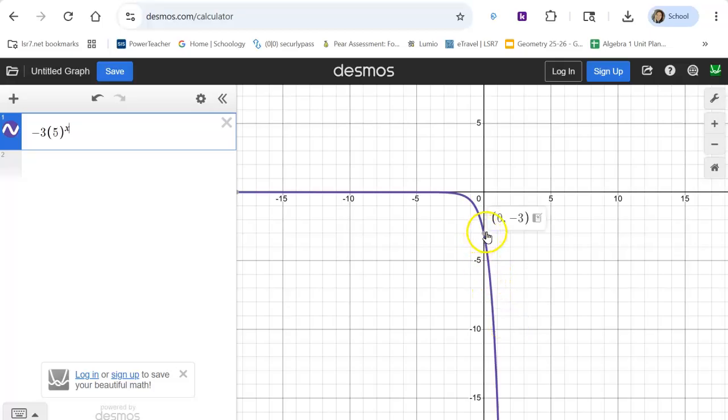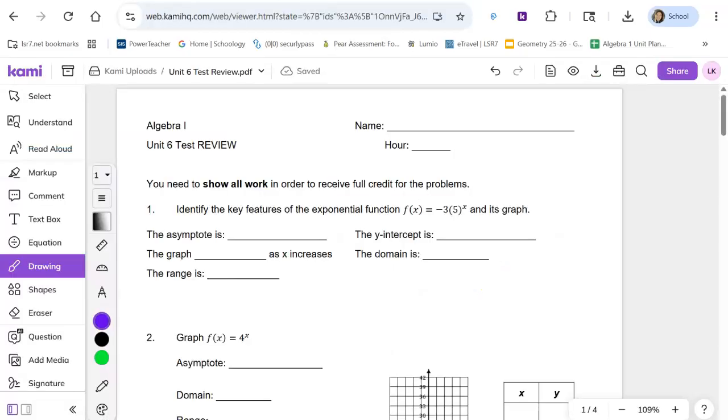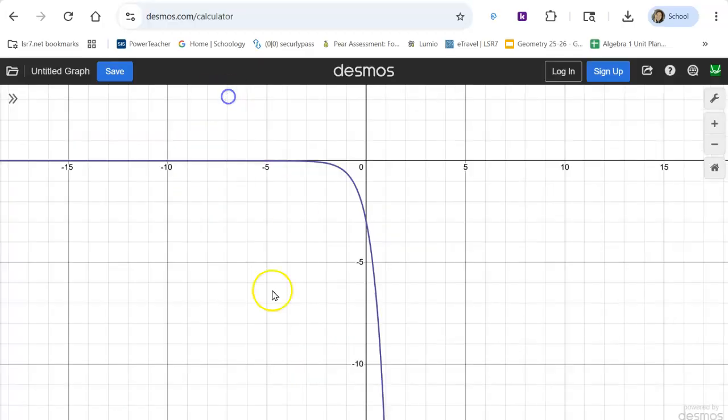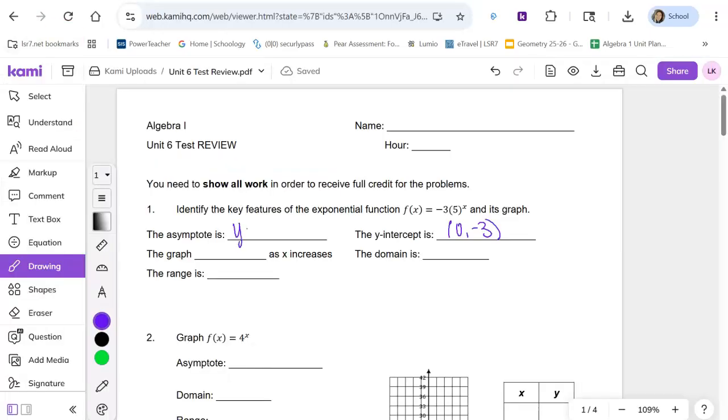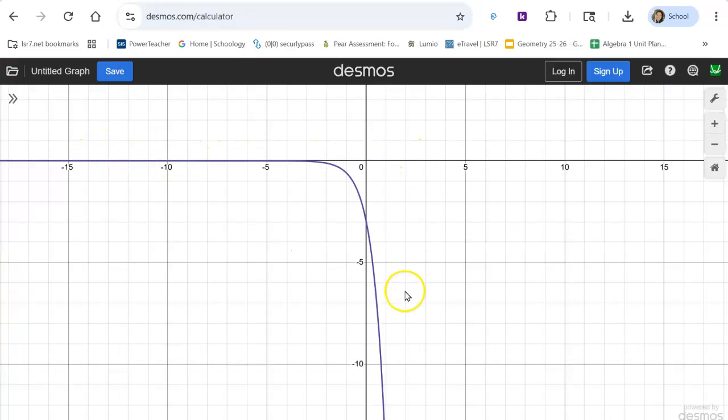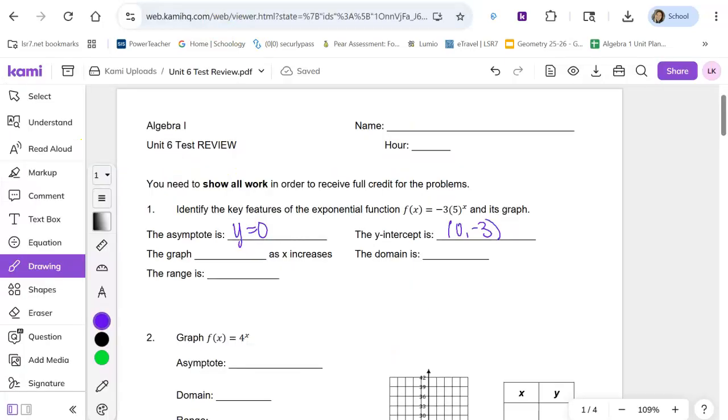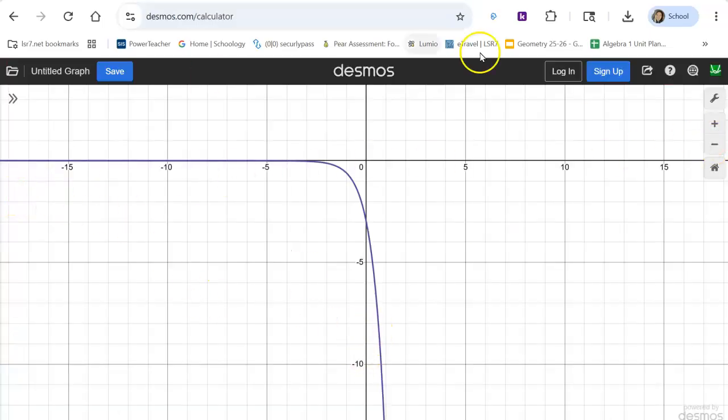So I always start with my y-intercept, which is -3. I'm going to have (0, -3). My asymptote is the line in which the graph approaches but never reaches, so that would be y equals 0. As you can see, as x gets bigger, the graph decreases. So the graph decreases as x increases.